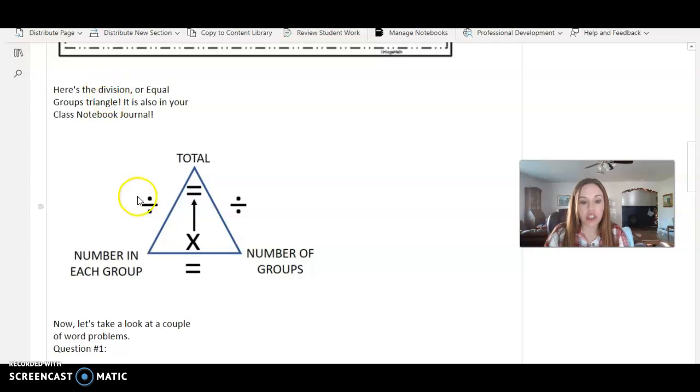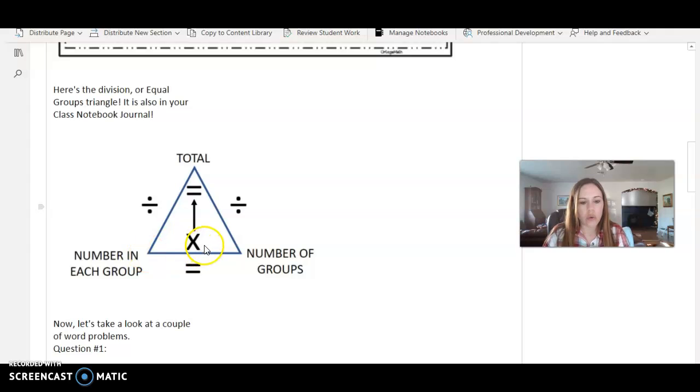Again, I've called this the division triangle because I kind of am changing it to equal groups triangle because it also works with multiplication, okay? So this is what it means. In division and multiplication, we have three things. We have our total, we have our number of groups, and we have our number in each group.